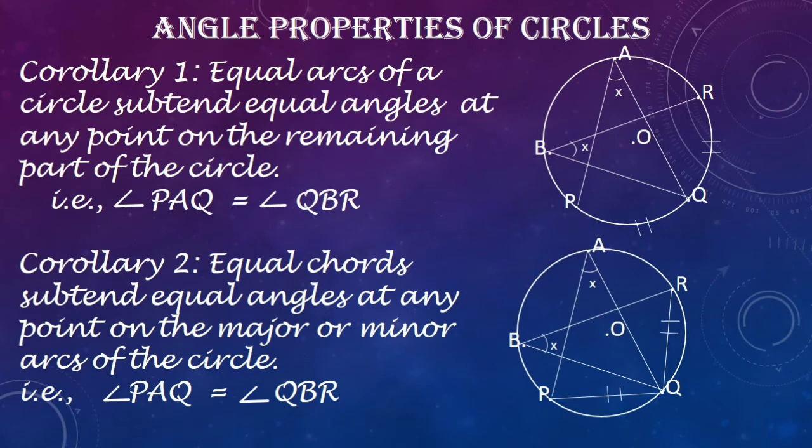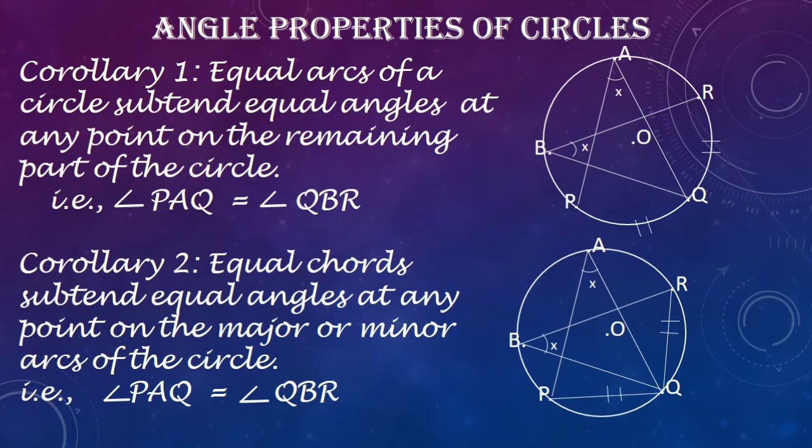Here we have two corollaries for this theorem. Corollary 1. Equal arcs of a circle subtend equal angles at any point on the remaining part of the circle. In this figure, the equal arcs PQ and QR subtend angles PAQ and QBR respectively on the remaining part of the circle. By this corollary, angle PAQ is equal to angle QBR.